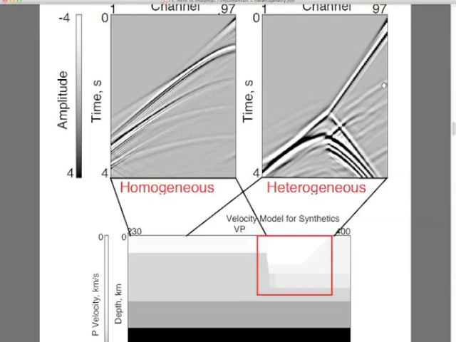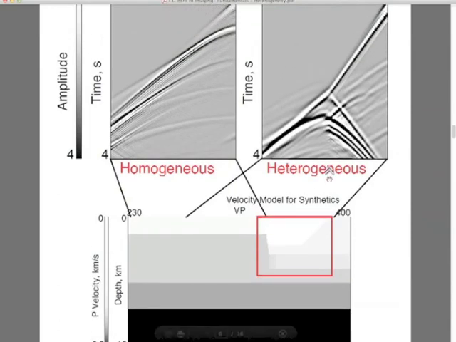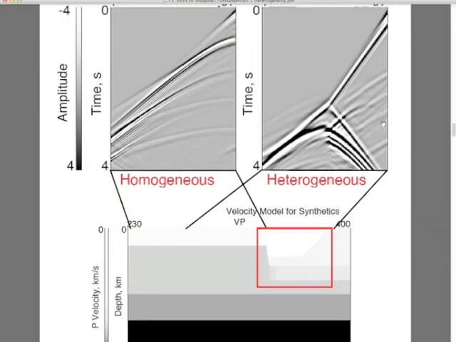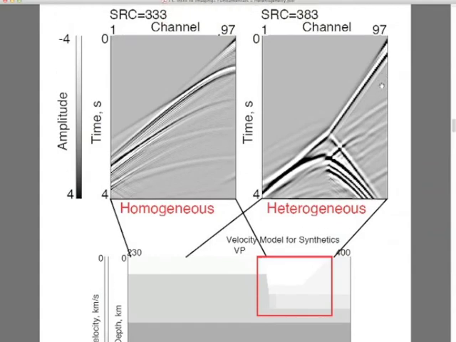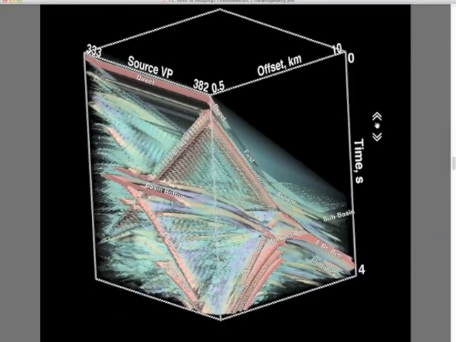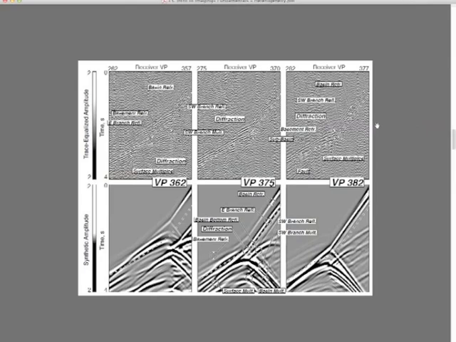Let's see. Here are some not quite hyperbolic reflections from these interfaces down here. They're all there. But they're not hyperbolas in the sense that we wanted, right? They're not flat at zero offset. So all we do is we throw in a little lateral heterogeneity, and our nice interpretable record section is all screwed up now.